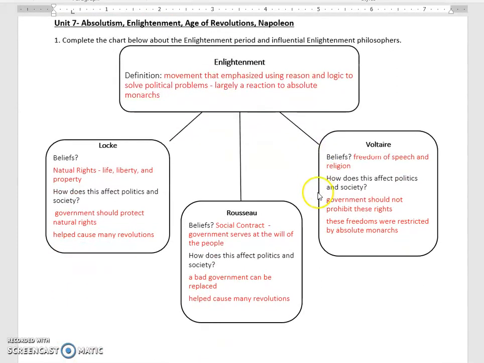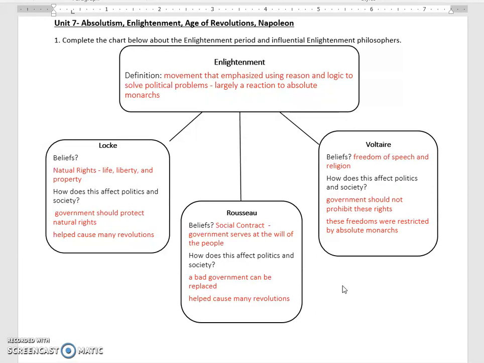Alright, Unit 7, beginning with the Enlightenment. So, of course, start with the definition. This is the movement that uses reason and logic to solve mostly political problems, but some social problems as well. And this movement, the Enlightenment movement, is in very much cases a reaction to the absolute monarchs of the time period. The kings and queens that ruled with total power. They didn't take advice from anybody, and they did what they pleased.